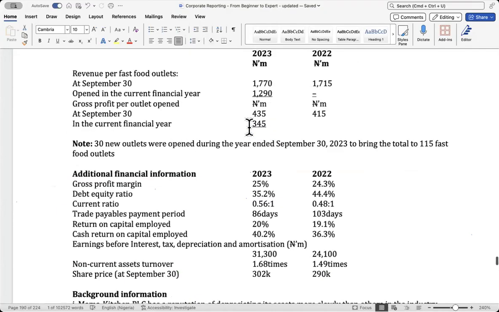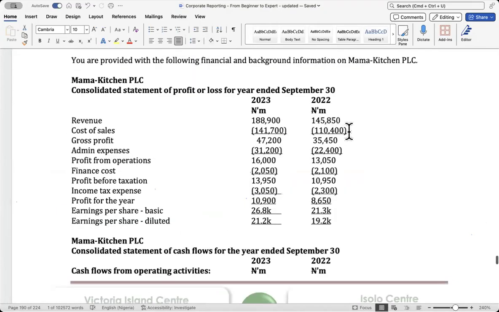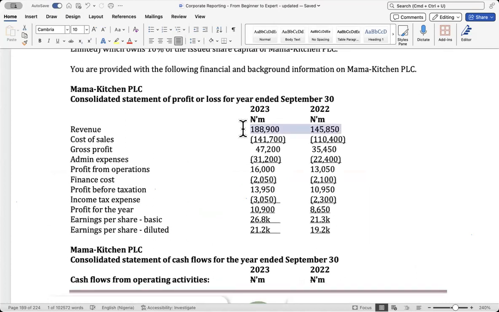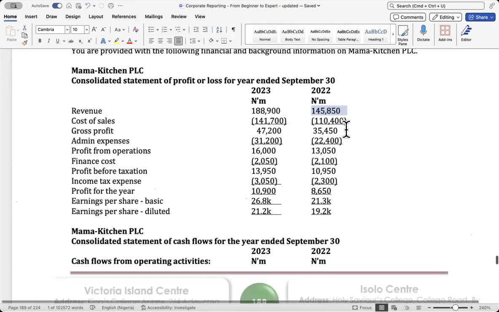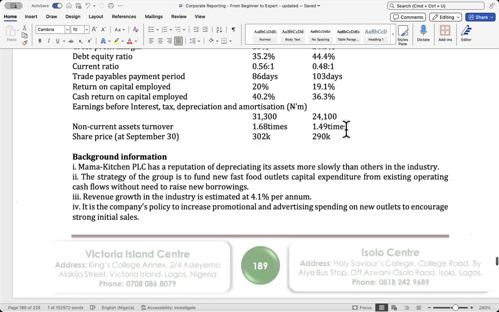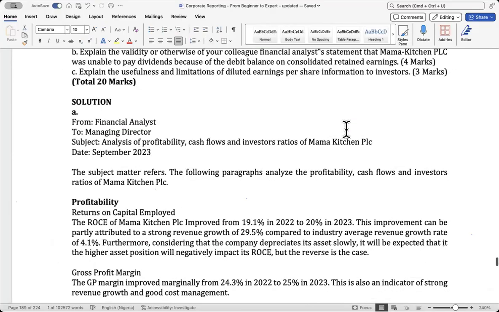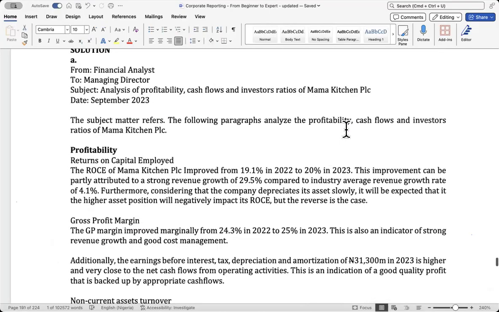And I checked the revenue growth of Mama Kitchen. If I check the increase in this, the way I got it is this minus this, whatever you get, divided by the base to give you that ratio. So it's partly due to this. I didn't attribute it fully to it.